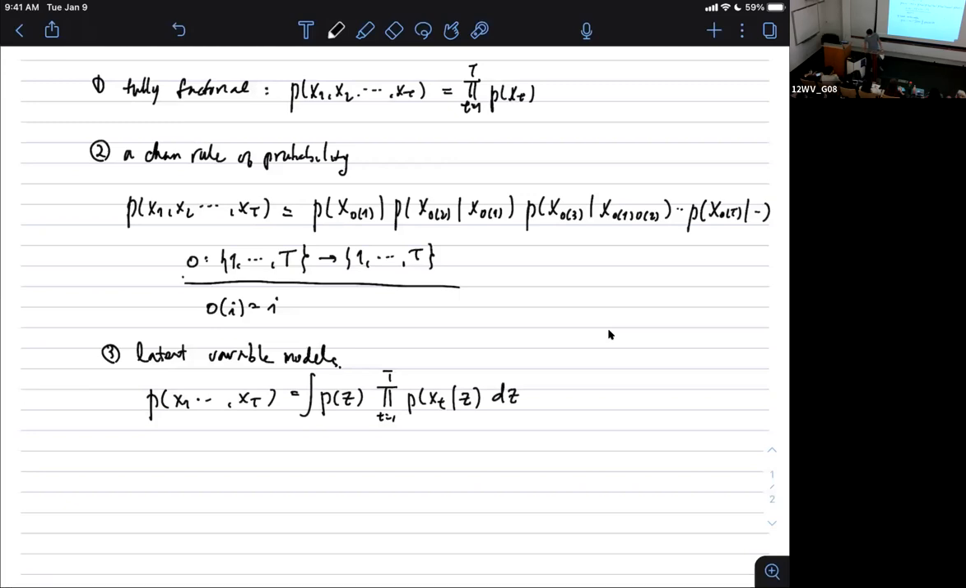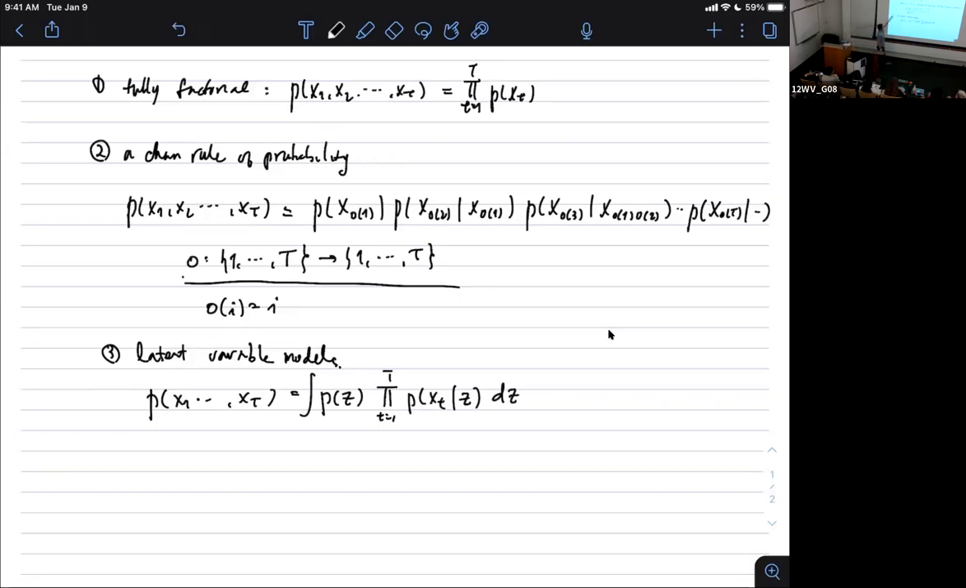Can z be interpreted as meaning or intent? If you want, yes. But it's okay. We don't have to put any semantics into z. The name suggests it's Latin, something that is hidden. We don't really care about the semantics behind it.